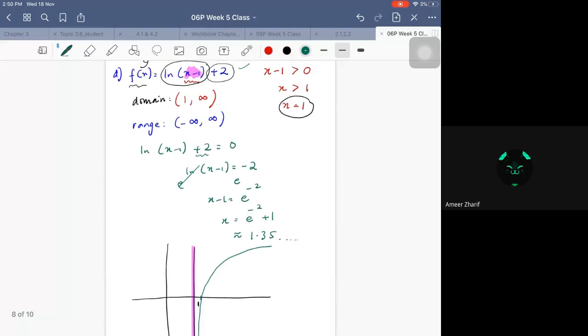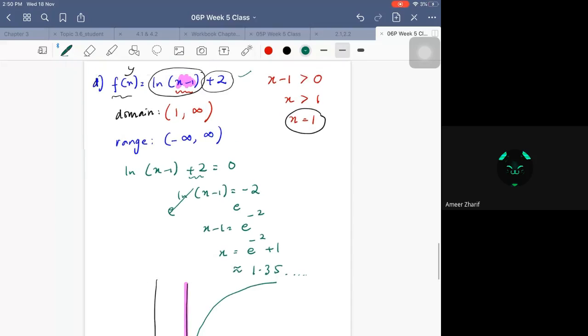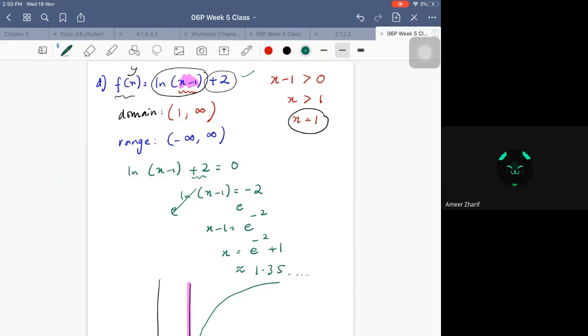Okay, so I left you to do C, and I'm pretty sure that you have this kind of exercise in your book as well, in your workbook. So now I hope that you get the idea. So how do we sketch for logarithm function?